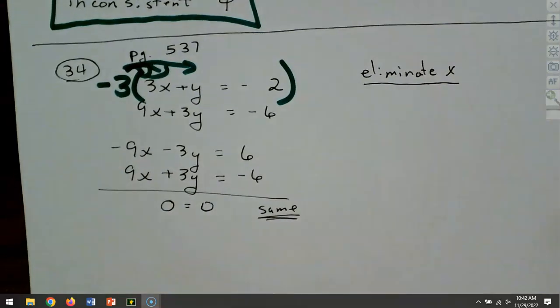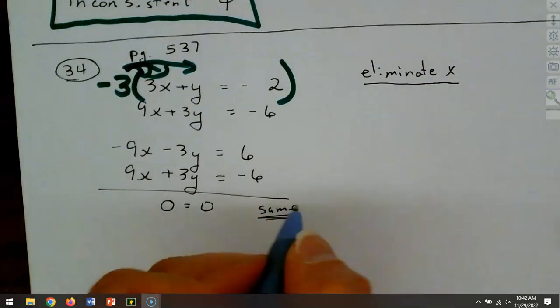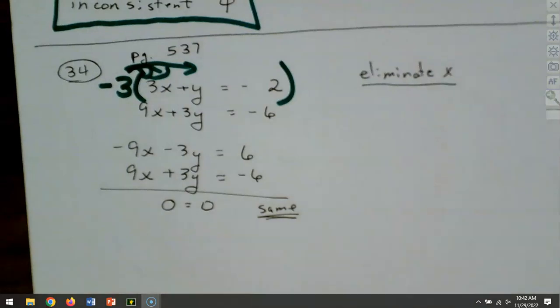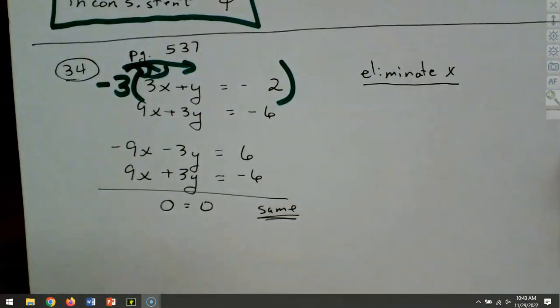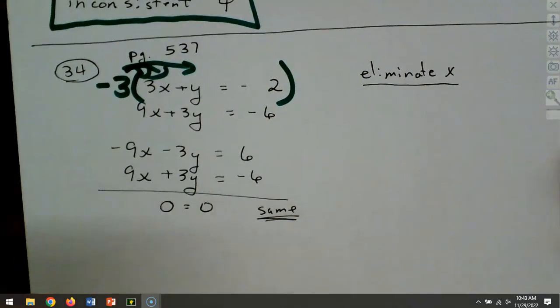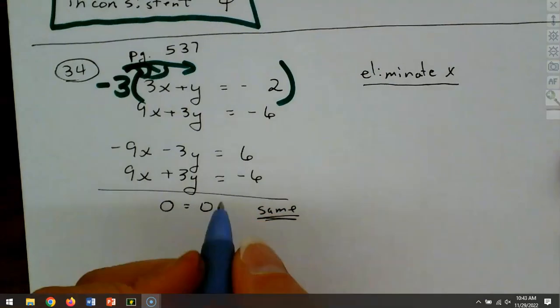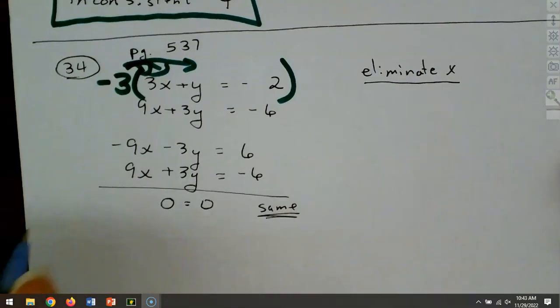If the sides are the same, then this is called dependent, right? It's just like an identity. So these are the same. And so this is like an identity. We call these equations dependent. We have an infinite number of solutions. And here's how we write our answer.